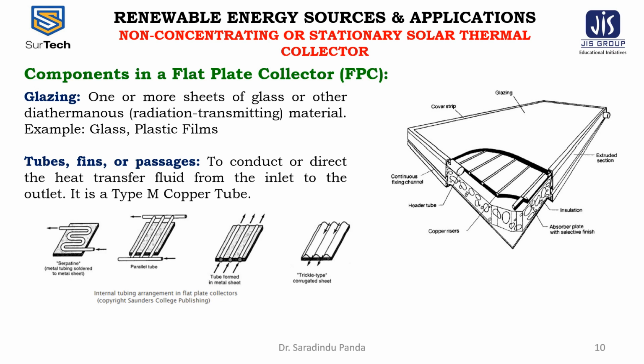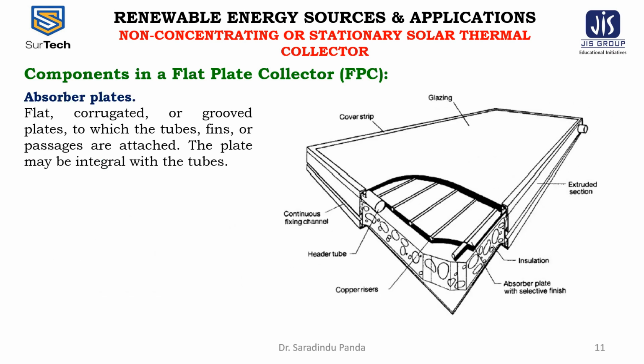The third component is the absorber plates. The flat, corrugated or grooved plates to which the tubes, fins and the passes are attached. The plate may be integral with the tubes. The collector plate absorbs as much of the radiation as possible through the glazing while losing as little heat as possible upward to the atmosphere and downward through the back of the casing. The collector plates transfer the retained heat to the transport fluid.